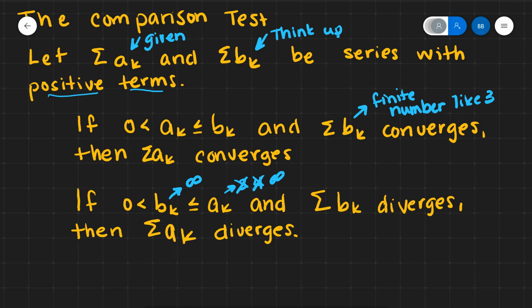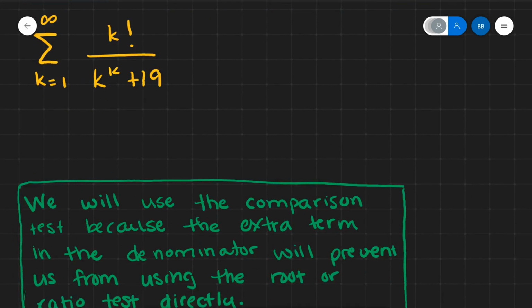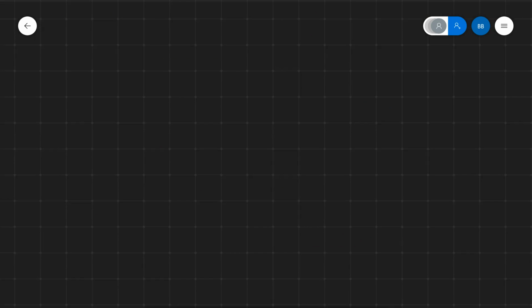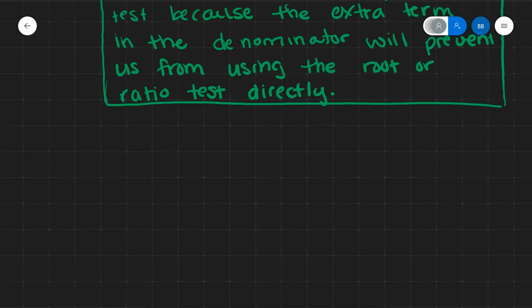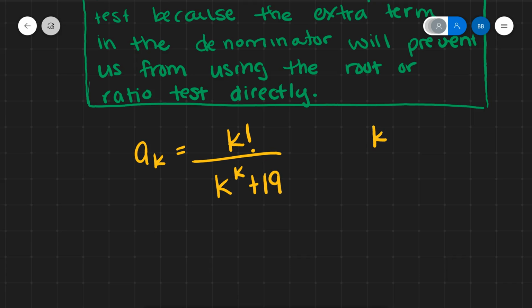So the comparison test we're going to use allows us to get rid of the 19 in the denominator. We'll use the comparison test because the extra term in the denominator will prevent us from using the root or ratio test directly. So our original a sub k is equal to k factorial over k to the k plus 19. We're going to compare it to the exact same expression, but without the 19.